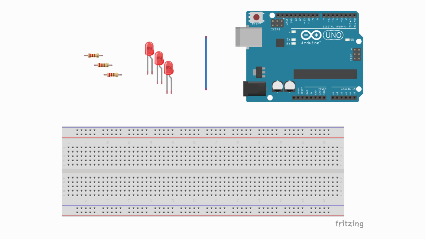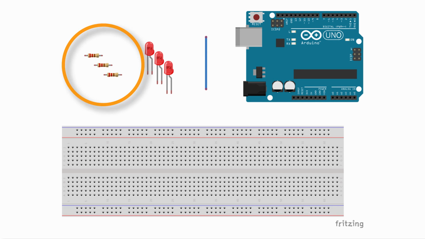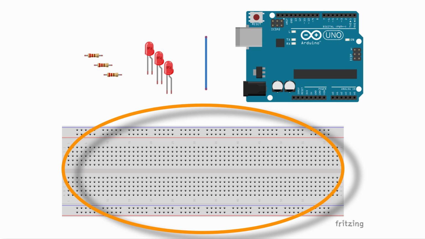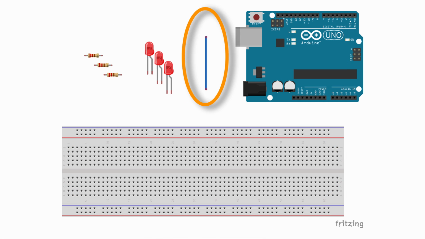In this tutorial, you're going to need 3 LEDs, 3 220 ohm resistors, your Arduino board, a breadboard, and at least 1 jumper wire.